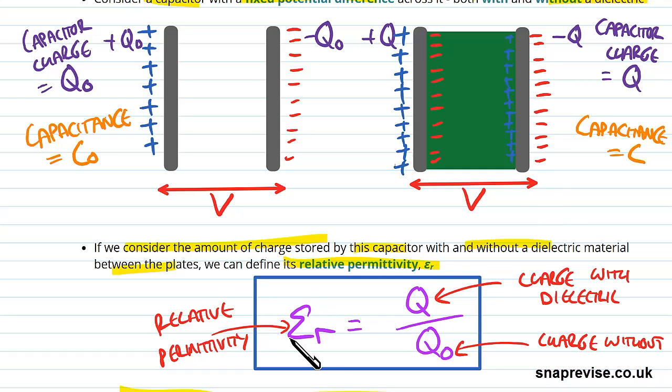This just tells us how good our dielectric is. So a dielectric with a bigger relative permittivity will mean we'll store more charge compared to one with a smaller relative permittivity. So what this really tells us is we get to store more charge per volt with the dielectric, and this tells us exactly how much.